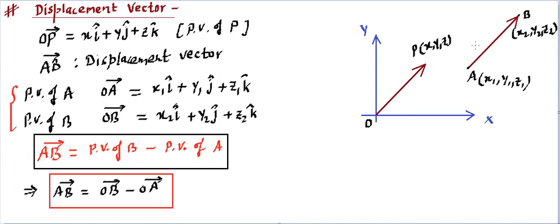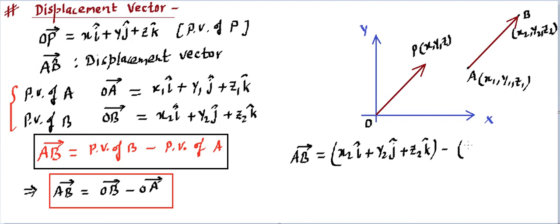So can we find this AB vector in this particular case? From here we will write it as OB, which is this, minus OA, which is this. So let me write and complete it. The AB vector will become equal to the OB expression, which has x2, y2, z2, so we will write it as x2 i cap plus y2 j cap plus z2 k cap, minus the OA vector, which has coordinates x1, y1, z1, so it will be written as x1 i cap plus y1 j cap plus z1 k cap.